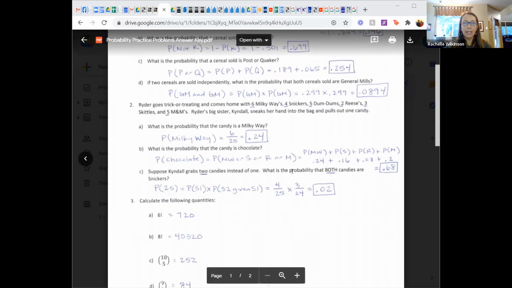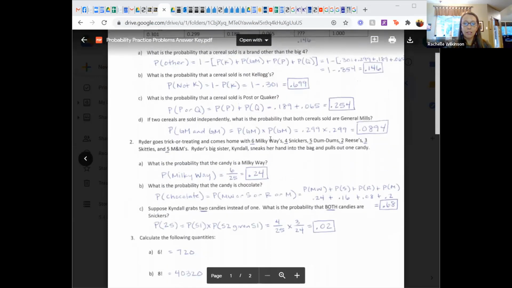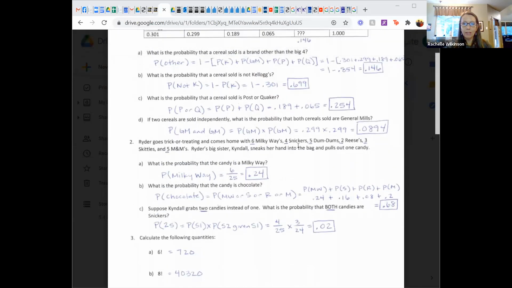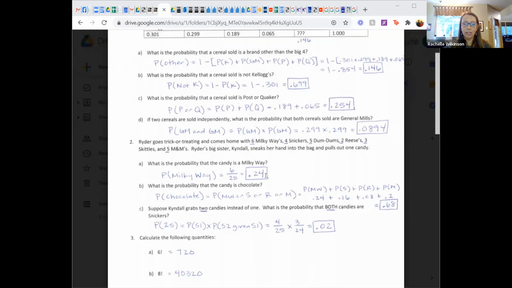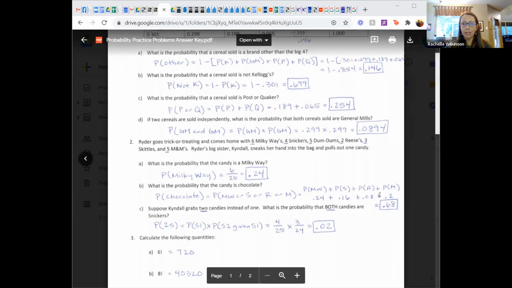What's the probability that the candy is chocolate? Looking at my list here, Milky Way, Snickers, Reese's, and M&Ms are all chocolate. So we can add all those probabilities together and you get 0.68.